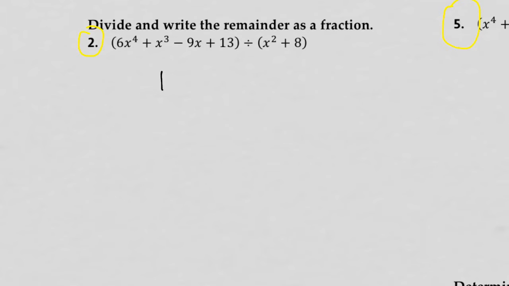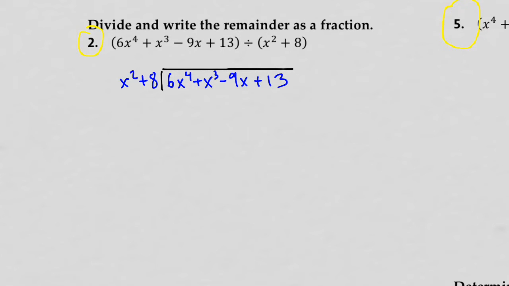because we are dividing by something squared, right? This is not linear. If it was linear, I could use synthetic division. So we have to use long division because this is a quadratic. So we're dividing by x squared plus 8. And my dividend is 6x to the 4th plus x cubed minus 9x plus 13.